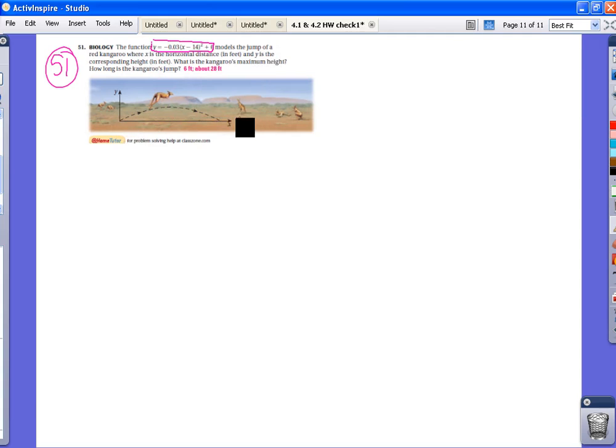It models a jump of a red kangaroo. X is the horizontal distance in feet, and Y is the height in feet at that distance. What's the kangaroo's maximum height? Looks like 3 feet? No. Oh, wait. Let's see what happens. Let me make this a little bigger.